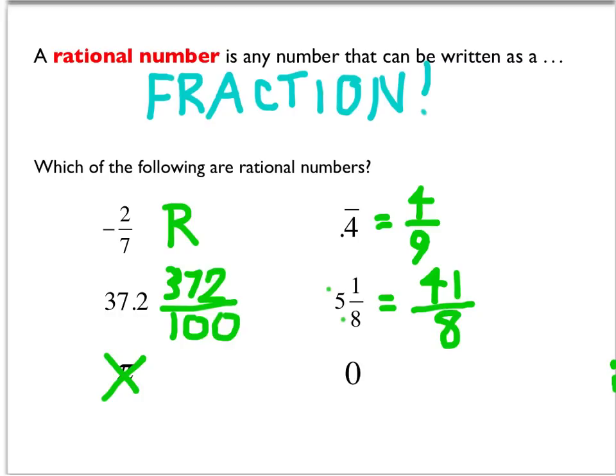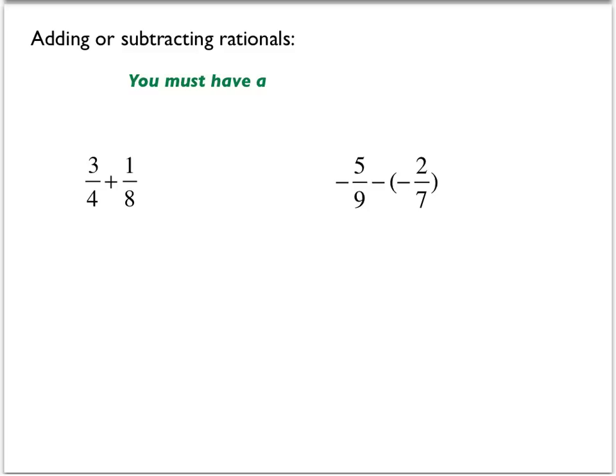How about 0? Can I write 0 as a fraction? Sure. In fact, if I write 0 over any number, it's going to equal 0. So 0 is also considered to be a rational number. Just remember that rational numbers are fractions. Now, first operation we're going to look at here is adding and subtracting rationals.